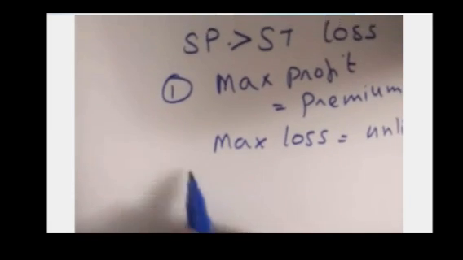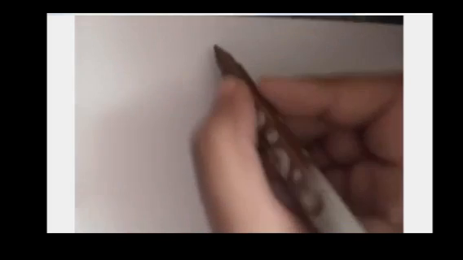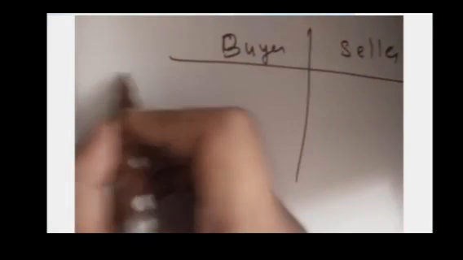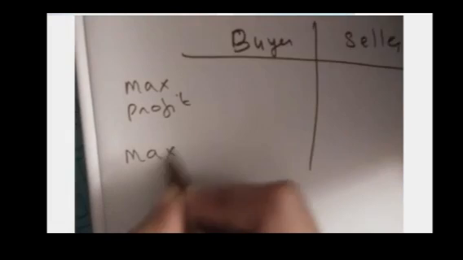Okay. So to conclude, I would say we can write it in two scenarios, that is for buyer and for seller. And here we can write maximum profit, maximum loss. Okay, so we can make it a table for easy study.